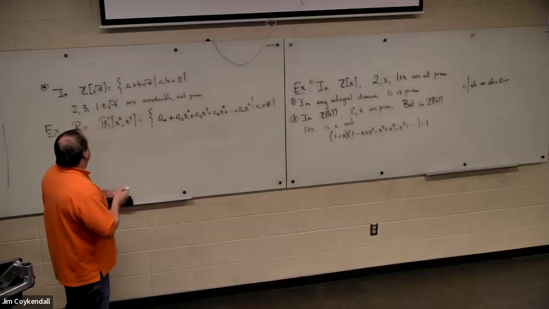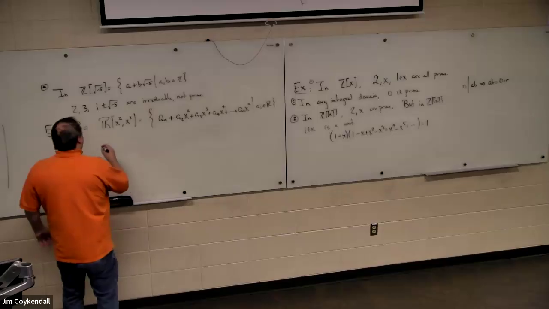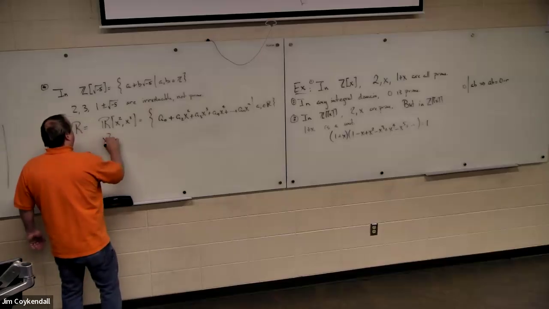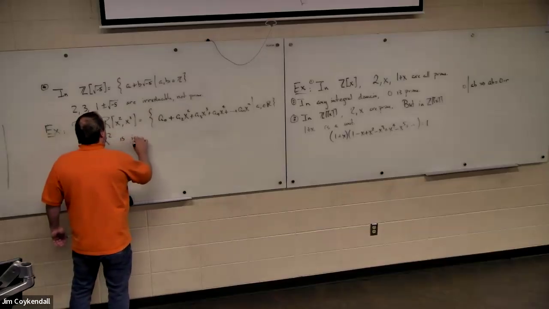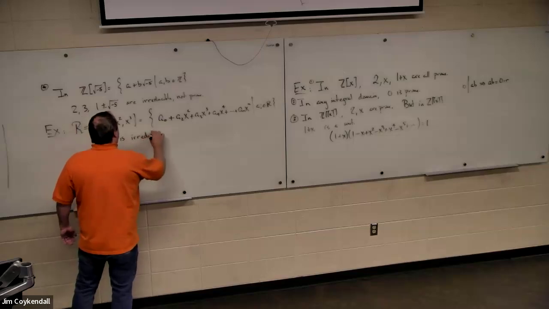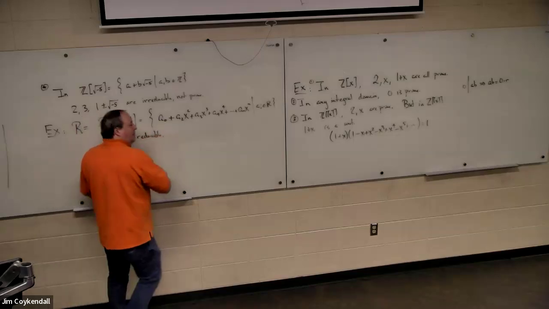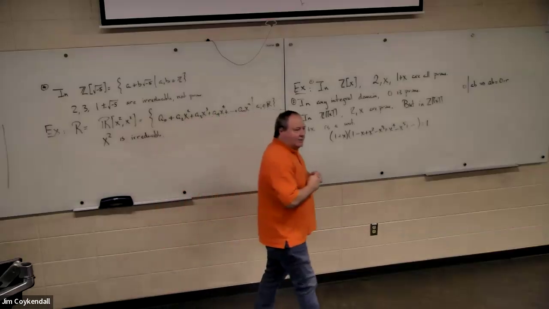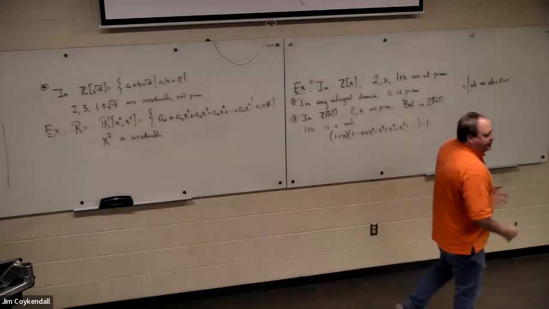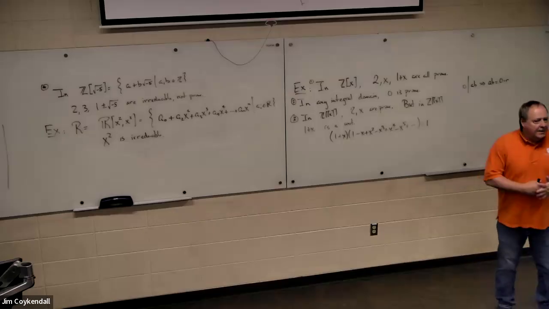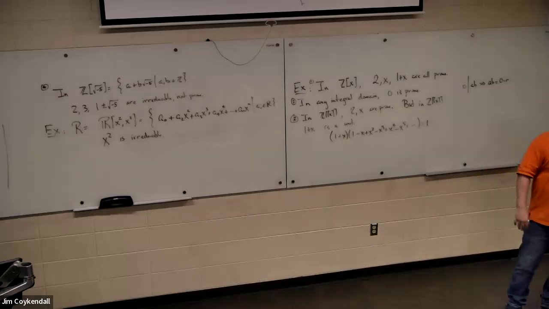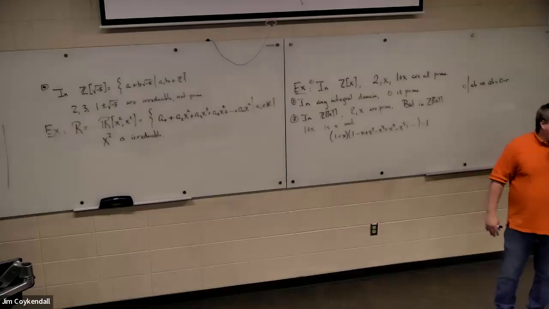Now, let me point out that x squared is irreducible. You can't factor that down unless one of the factors is a unit. So let's kind of talk our way through this. Let me ask you this. X squared, polynomial, what's the degree of that polynomial?